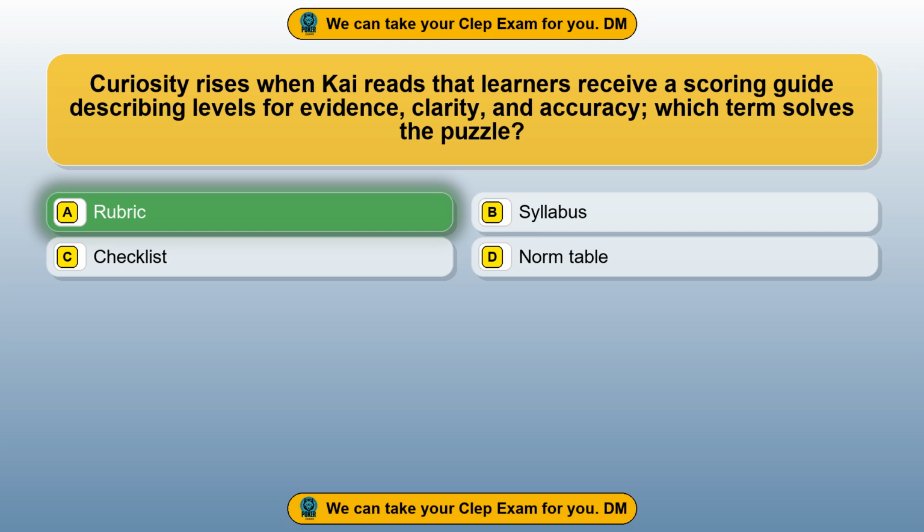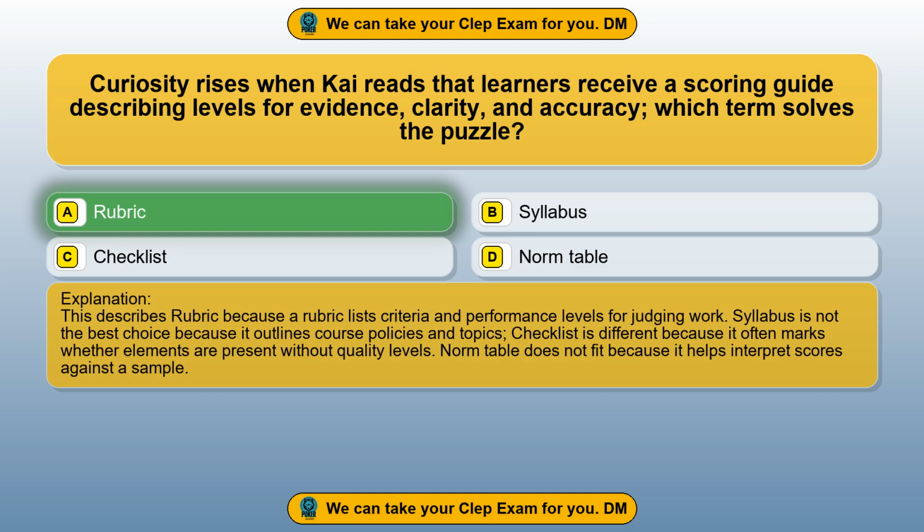Rubric. This describes rubric because a rubric lists criteria and performance levels for judging work. Syllabus is not the best choice because it outlines course policies and topics. Checklist is different because it often marks whether elements are present without quality levels. Norm table does not fit because it helps interpret scores against a sample.